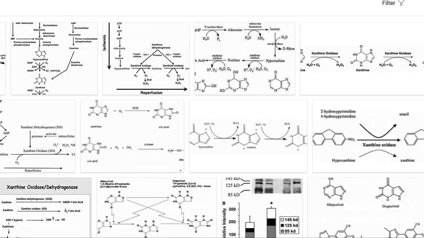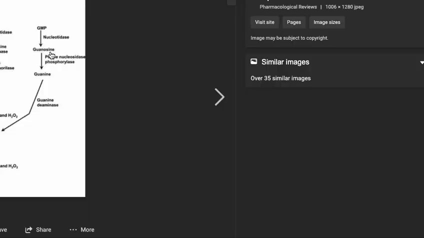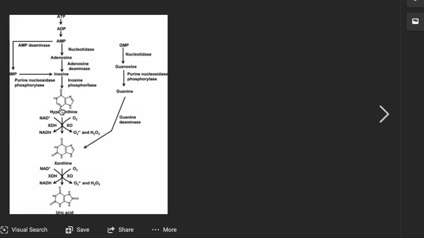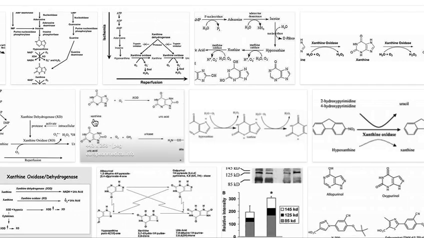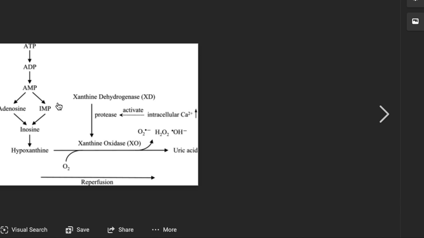This is the cycle they are showing over here. Hypoxanthine is converted into xanthine, and xanthine is converted into uric acid. So the enzyme xanthine oxidase is the one which acts here. You will find many cycles if you search xanthine oxidase. You can see here the ATP will change into ADP, adenine diphosphate, monophosphate, releasing inosine and hypoxanthine. So this is the enzyme xanthine oxidase, which will change hypoxanthine to uric acid, right?